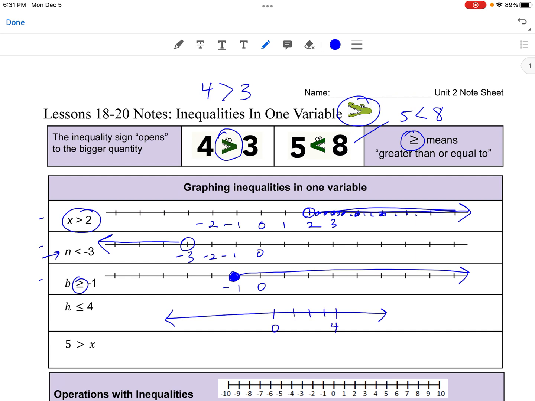We don't have to label all the points. We could just do something simple like that. H is less than or equal to, so filled in circle, less than or equal to 4.